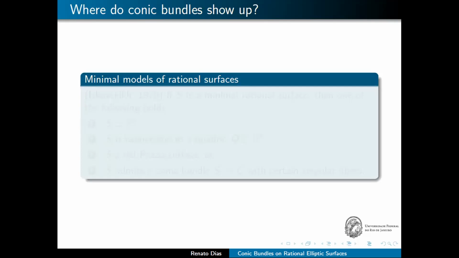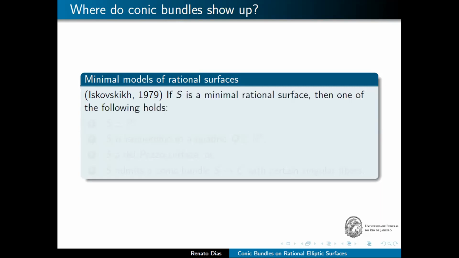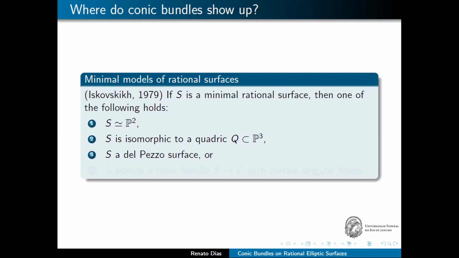So in the classification of minimal rational surfaces, this has been done by Iskovskikh in '79. He proved that if S is a minimal rational surface, then one of the following holds. S is either P2 or isomorphic to the quadric in P3. It can also be a Del Pezzo surface, or it admits a conic bundle with certain singular fibers. I'm not going to talk about it here, but I'm going to talk about more general singular fibers.